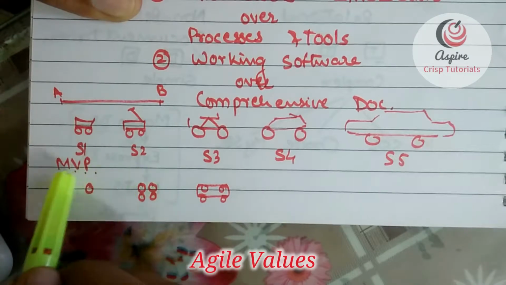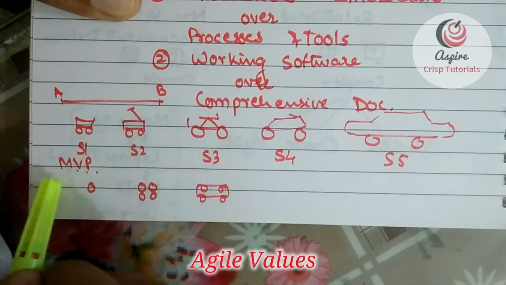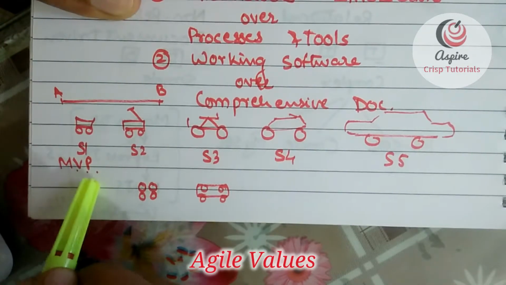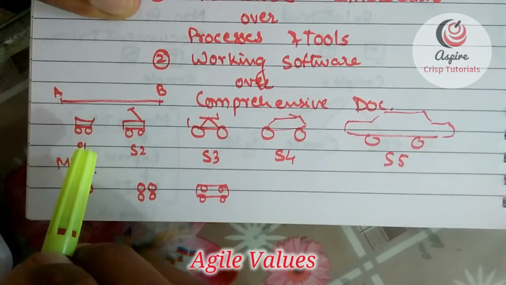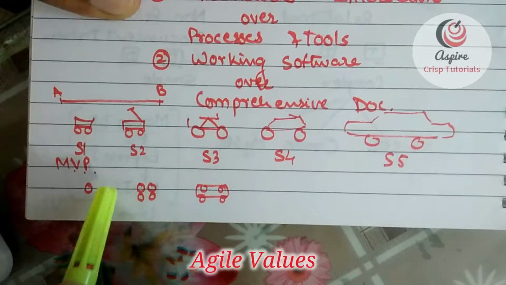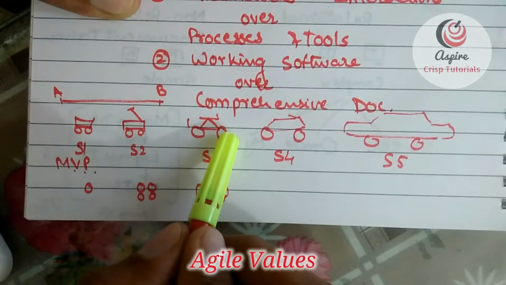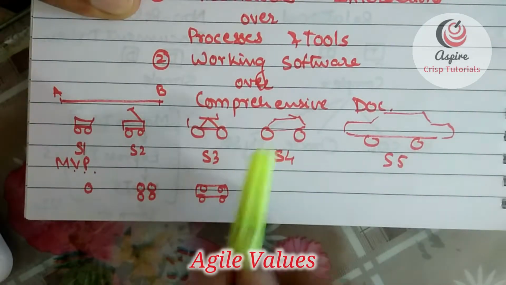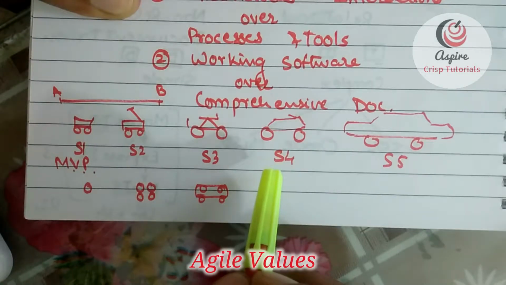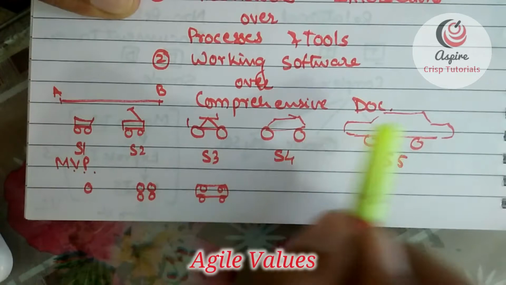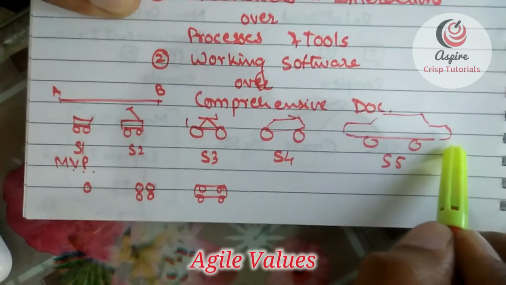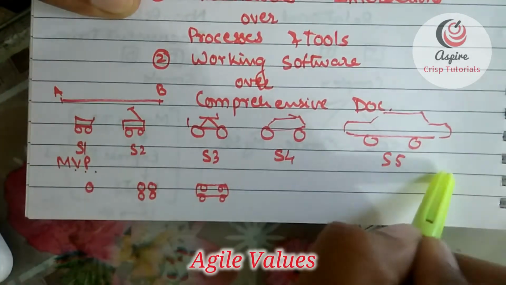Then minimum viable product means the minimum functionality upon which the product owner can give you some feedback. So the client will say, see, I cannot steer it. Then give him a steering. Then he'll say, I cannot pedal it. Then give him a cycle. Then, see, I have to do a lot of work. Can't it be automated? Okay, give him a motorcycle. Then he says, see, I want a roof also. Then give him a car. So keep improving it gradually.